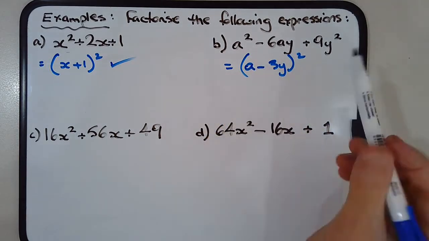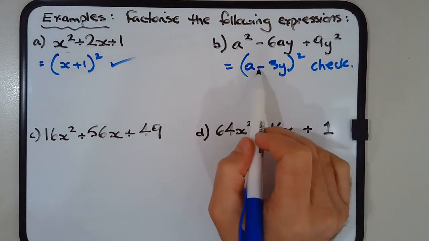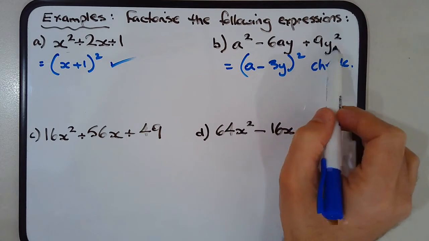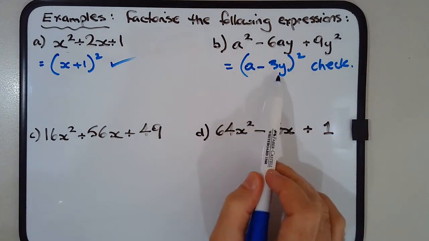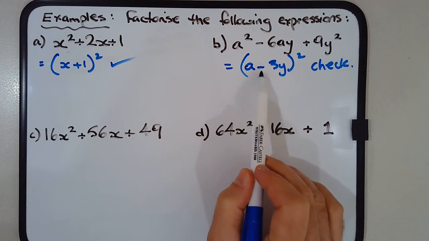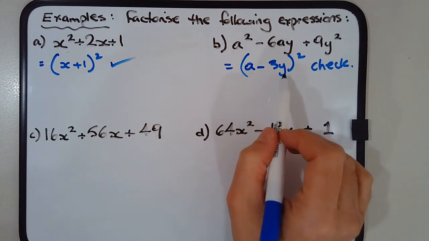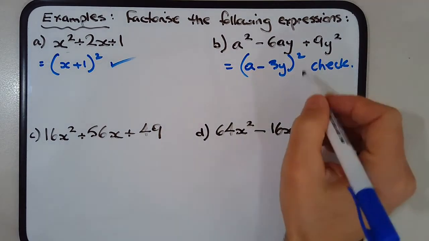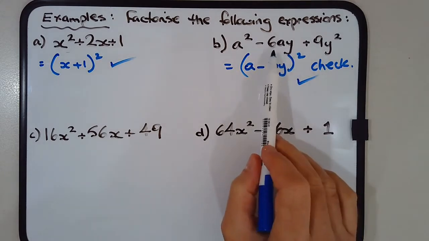As a check, a squared is, well, a squared, and negative 3y all squared is positive 9y squared, so that's okay. But what about the middle term? Let's multiply the two terms inside the binomial. a multiplied by negative 3y is negative 3ay. Double that, you get negative 6ay. So that's in fact correct. Another way to check would be that you halve the middle term.